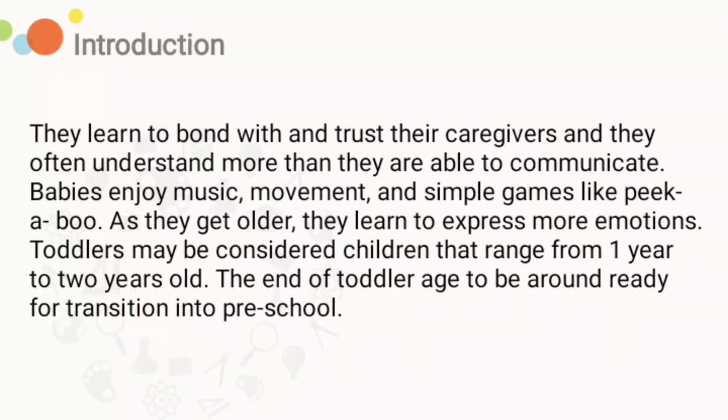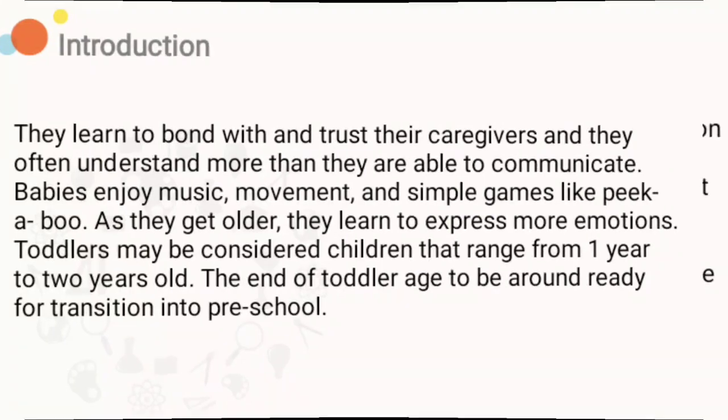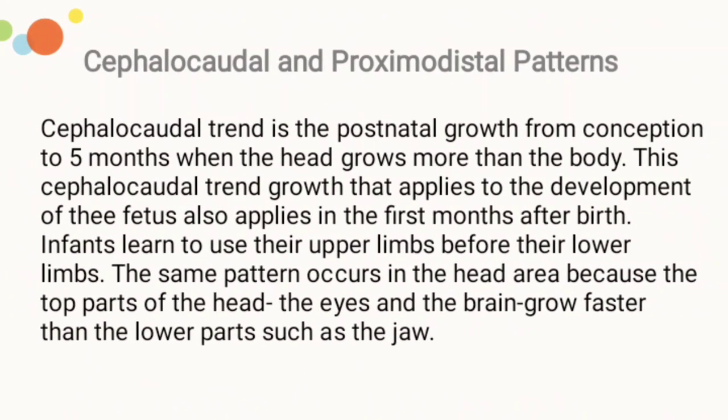Toddlers may be considered children that range from 1 year to 2 years old, and the end of toddler age is around when they are ready for transition into preschool. So let's discuss the cephalocaudal and proximodistal patterns. The cephalocaudal trend is the postnatal growth of the baby from conception to 5 months, in which the head grows more than the body.